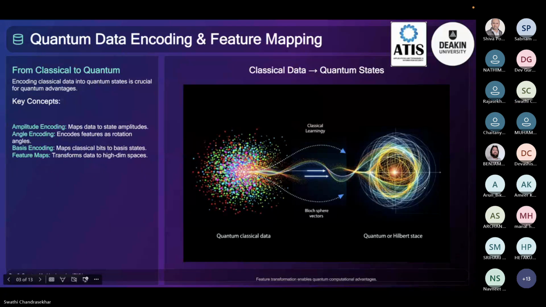Yeah. Before a quantum circuit can learn anything, it needs to see the data. How do we encode this classical data into our quantum states? In classical machine learning, this step is almost trivial. You take a vector of numbers and then feed it to your network. In quantum machine learning, we need to turn that vector into a quantum state. This process is called encoding, or sometimes feature mapping.